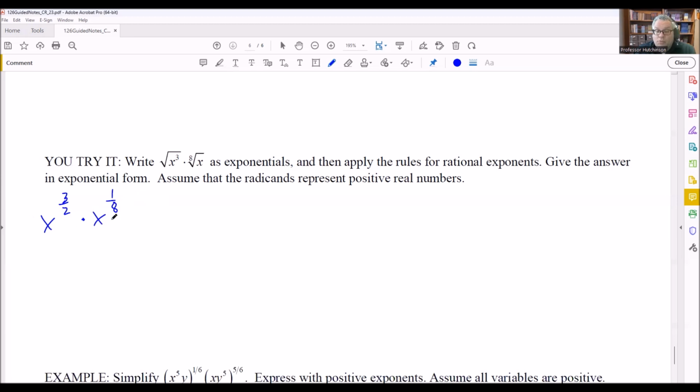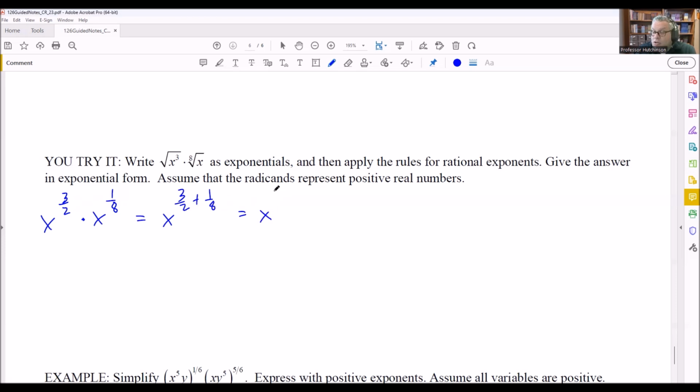When we're multiplying, we're going to add the exponents together. That's the rule we want to use here. So it's going to become 3/2 plus 1/8. Again, we have something where we need to get common denominators. We see here that the 2 divides into the 8, which means that the 8 is going to be our common denominator this time. So we want to make both these denominators 8.